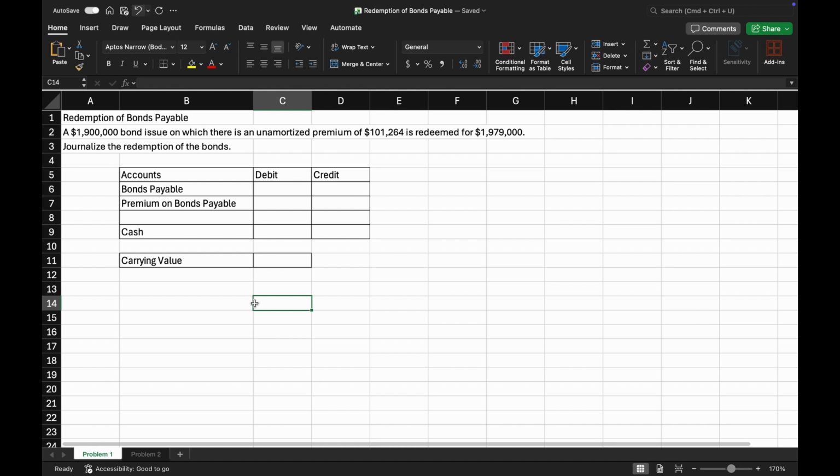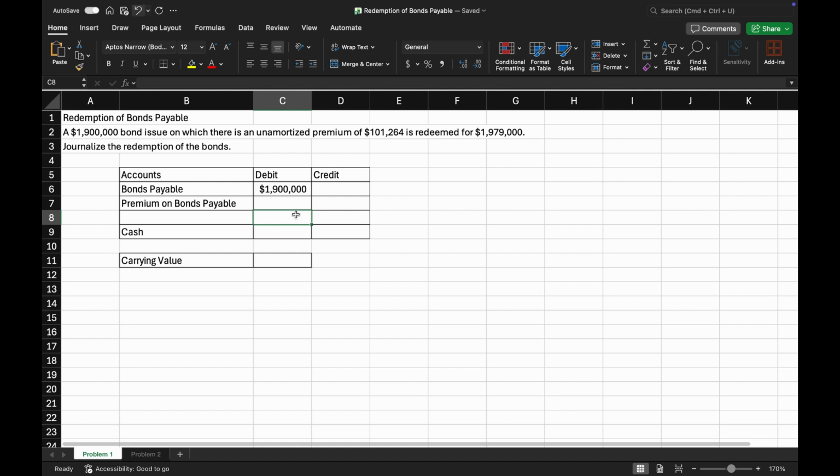Firstly, bonds payable. This is a liability account, and since the redemption process means the company is eliminating debt, we need to debit this account for the face value of the bond. In this case, we know the face value of the bond is $1,900,000, so we can put that as the debit to the bonds payable account. $1,900,000.